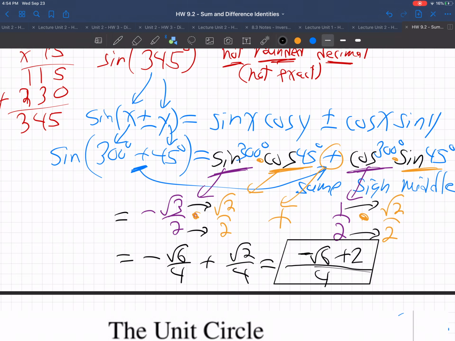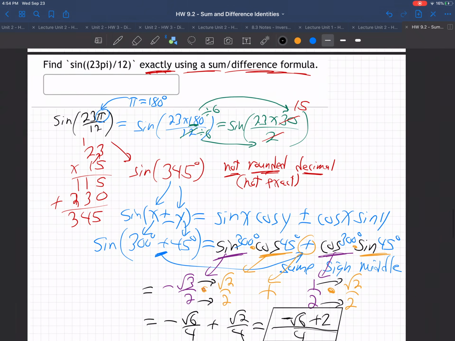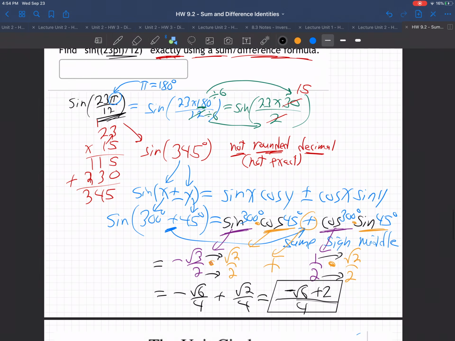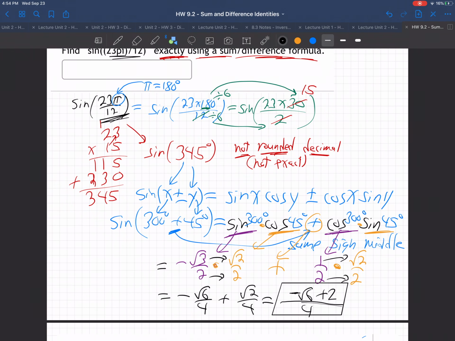So that is the exact answer for sine of 23 pi over 12 without using our calculator by first plugging in 180 for pi, then doing a little math and finding out that was a 345-degree angle, breaking that into two angles added, 300 plus 45, and then we used the sum of two angles formula for cosine, or for sine, I'm sorry, and we're able to get an exact answer.